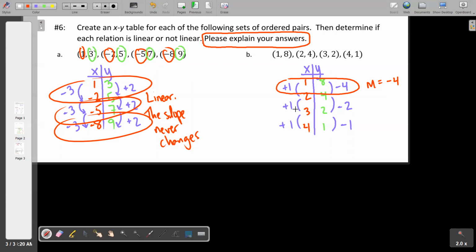But when we get to this one, look at my purple numbers. What's the slope? Put your y over your x. What do you get? You do get negative two. Do it again. What's the slope down here?